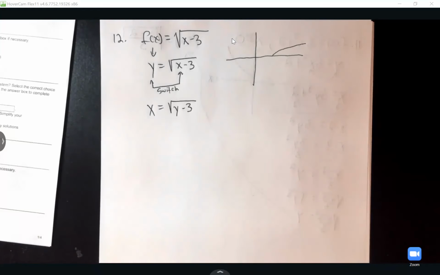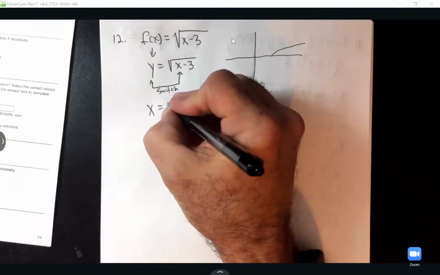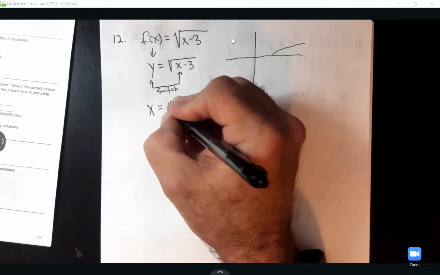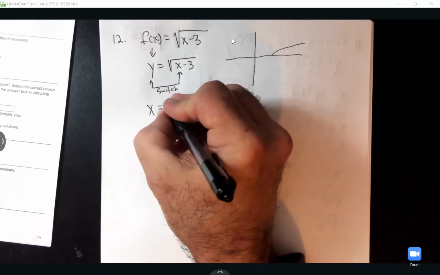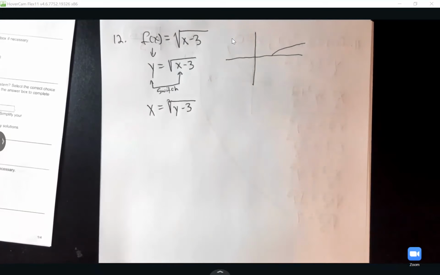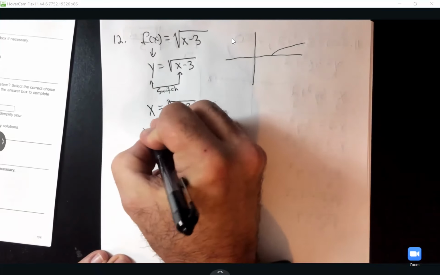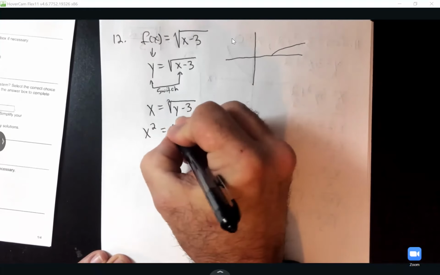So if radicals undo exponents, exponents are going to undo these radicals. Now remember, since there's not a number in that little notch, you've got to treat it like it's a little 2 sitting there, okay? Which means to undo square roots, we raise them to the second power. So I'm going to come in and square both sides.